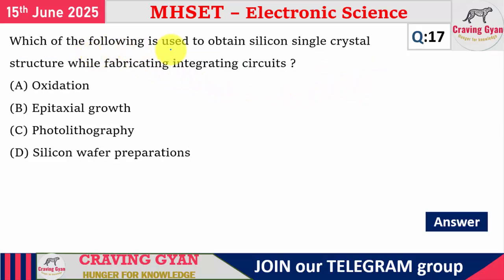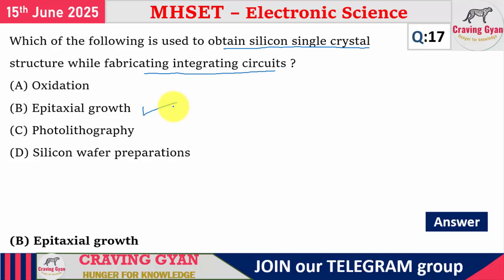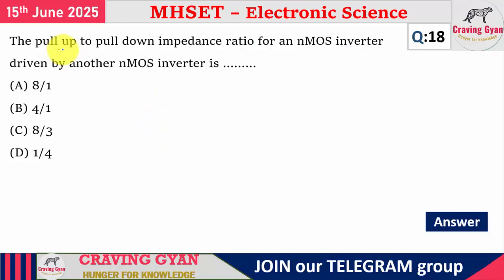For the 17th question, which of the following is used to obtain a silicon single crystal structure while fabricating an integrated circuit? Oxidation, epitaxial growth, photolithography, silicon wafer preparation. So for this, the corresponding option that is going to follow is option B is correct. Epitaxial growth, right? So you are going to create an oxide layer. In this epitaxial layer, where you are going to use it, please comment in the comment section. One hint I can give you: in the case of the Quinta process, you are going to make use of these epitaxial layers.